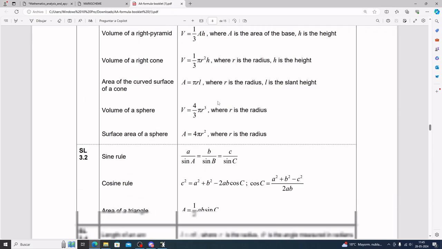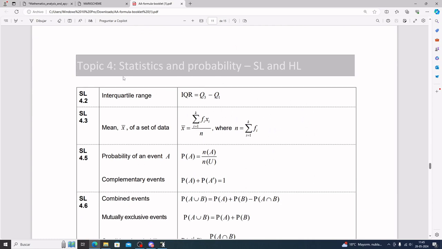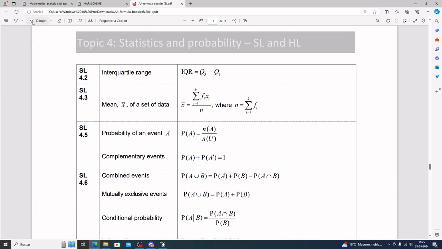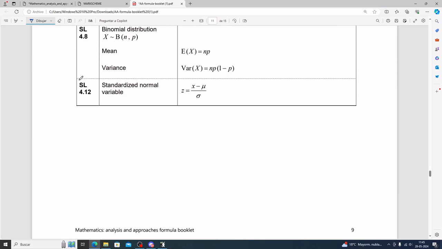So, anyways, eventually you're gonna find that for statistics and probability, well, on the one hand, I forgot to mention the interquartile range is here. So if you ever forget what it is, boom, there it is. So look at that, useful to know. And also, if you keep scrolling, here's the standardized normal variable.